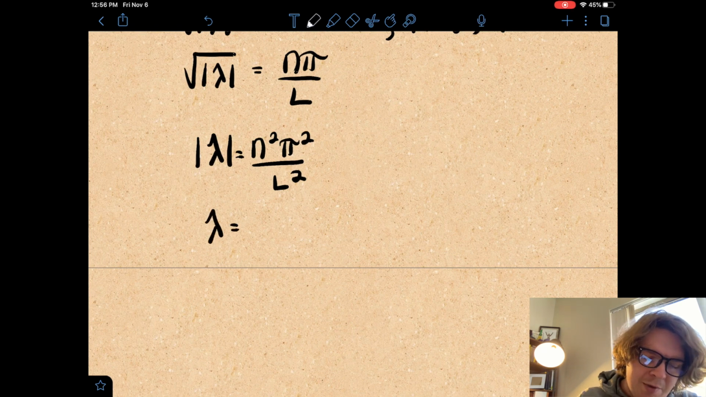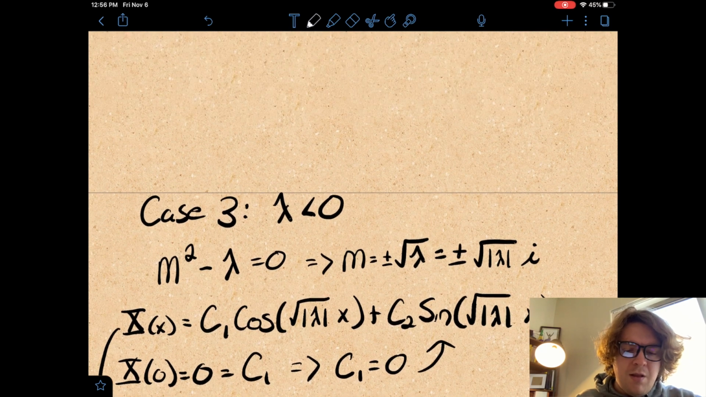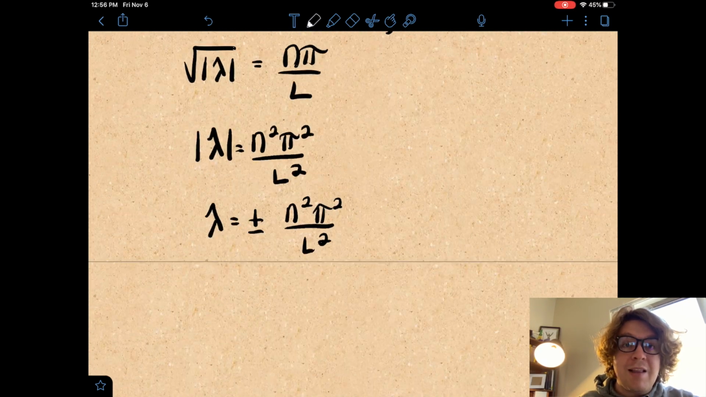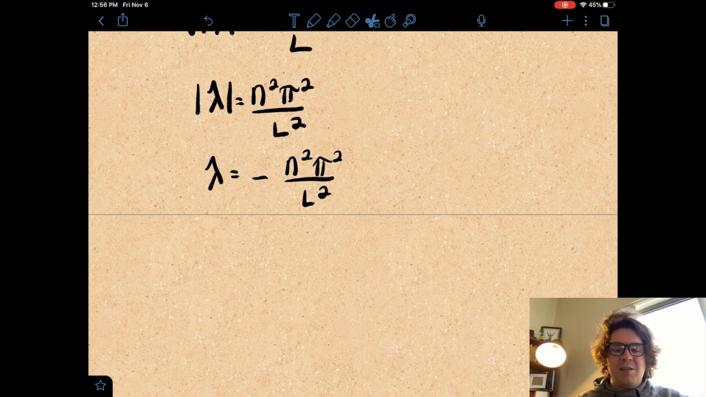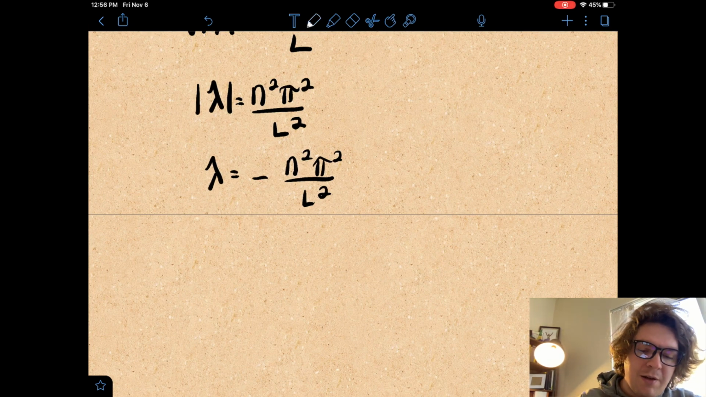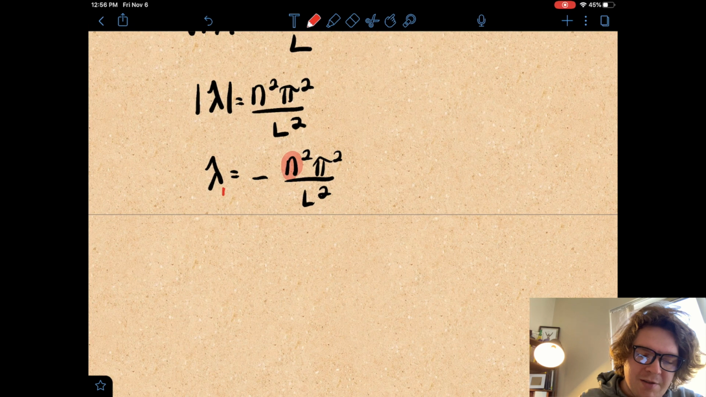And now we end up with lambda has to be either plus or minus n squared pi squared over L squared. But keep in mind, lambda in this case had to be less than 0. So we actually have to take the negative values of lambda. We can't take the positive values of lambda. So what we end up with is lambda has to be negative n squared pi squared over L squared. And something to make a little note of here is that lambda actually depends on n. So lambda is a function of n.